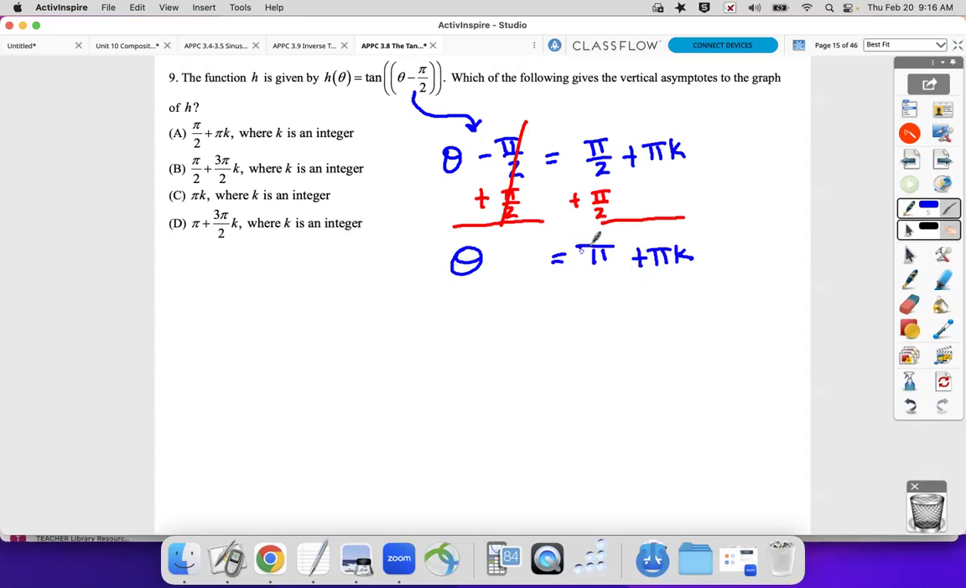And so isn't a pi plus a pi k just one more pi k? So can't we just say, if that's a period, we can get rid of it and just say that's pi k? Why do you get rid of that pi? Because it's a new period.